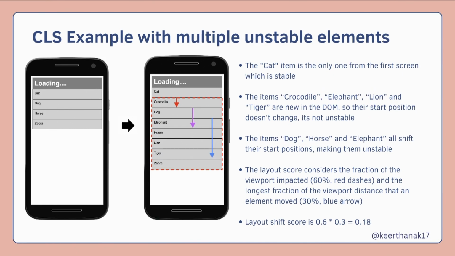So when it comes to multiple unstable elements, looking at the previous example, we can see only the first one, cat, has remained exactly where it was in the previous screen. In the second screen, we have a few creatively named predator animals who just pop in unannounced, but they are all elements that did not exist in the first screen, so they cannot be considered unstable elements, right? But there are a few, starting from dog all the way down to zebra, which existed, and they moved individually down, down, down. And in this case, the CLS calculation will only take the maximum distance that it moved, which is the blue arrow here in this case.